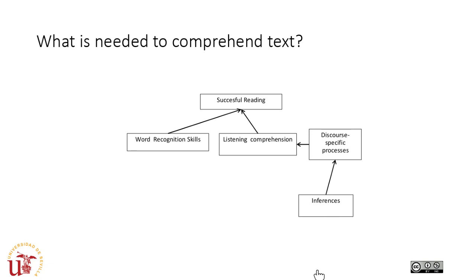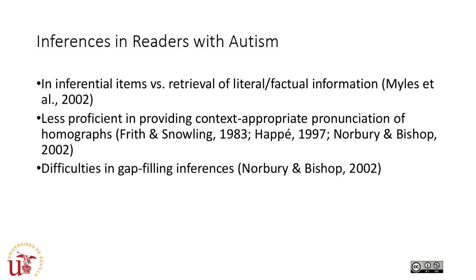So there were a few classic studies saying that readers with autism had difficulties in producing these inferences, and that would explain why they sometimes have reading comprehension limitations. For example, if any of you are in intervention, you will have realized that they find it easier to respond to literal questions rather than inferential questions.